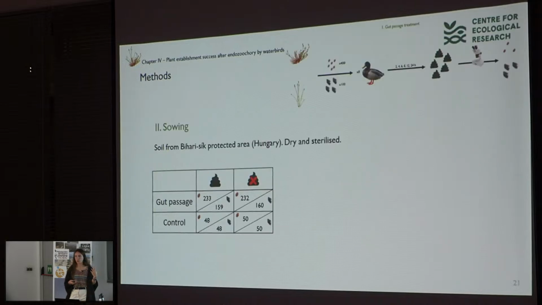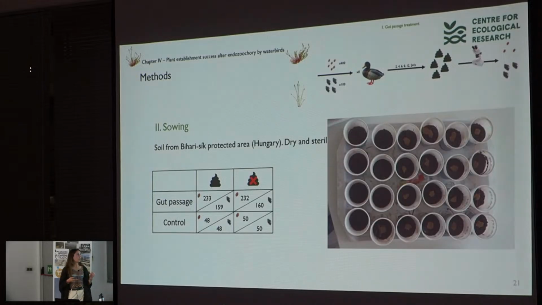So for the sowing, we used these gut passage seeds and also control seeds, and to half of them, before the sowing, we put a piece of mallard feces on top of the soil, and then we sowed the seeds on top of the feces. And here you can see the differences in the treatments, and here you have a summary of the number of seeds that we sowed per plant species and per treatment.